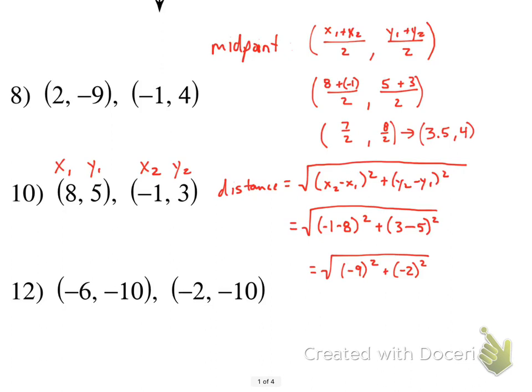So we weren't supposed to do midpoint just to check, right? On this one, you did not need to do midpoint. I was just running through it.